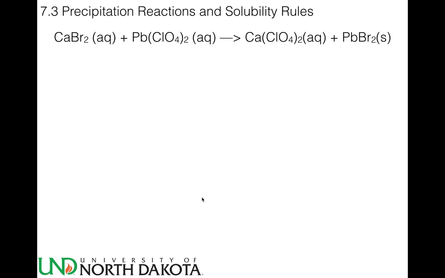The major characteristic of a precipitation reaction is shown here. A precipitation reaction is when two aqueous ionic compounds combine as reactants to form a solid as a product. This solid is insoluble in water, and the solid is called a precipitate.